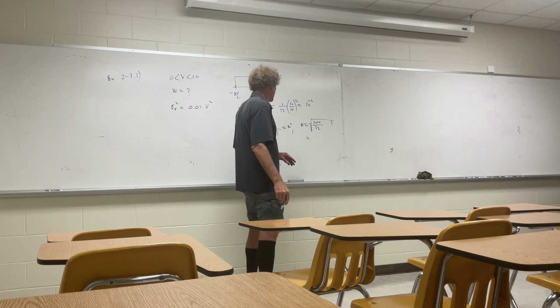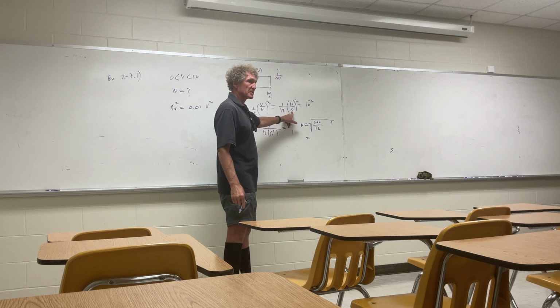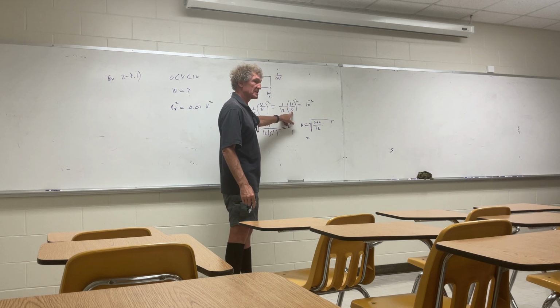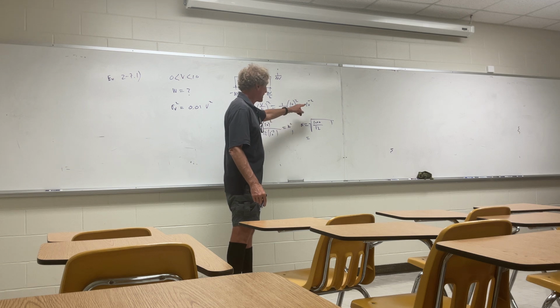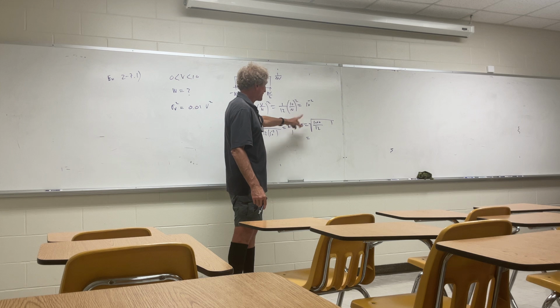But the only thing I'm doing, by the way, is just solving for n in this equation. If I multiply both sides by n squared, it gets out of there. Then I have to divide by 10 to the minus 2, and then I have to take the square root.